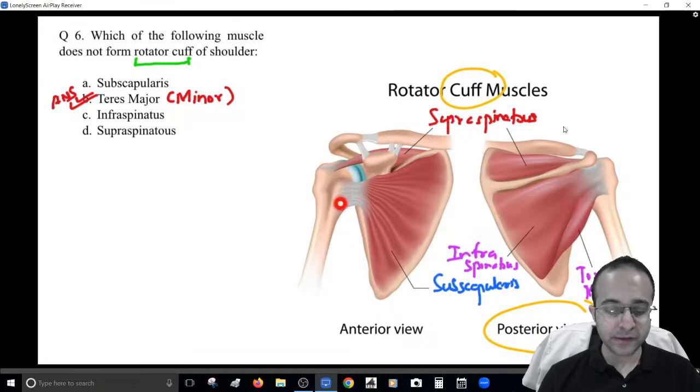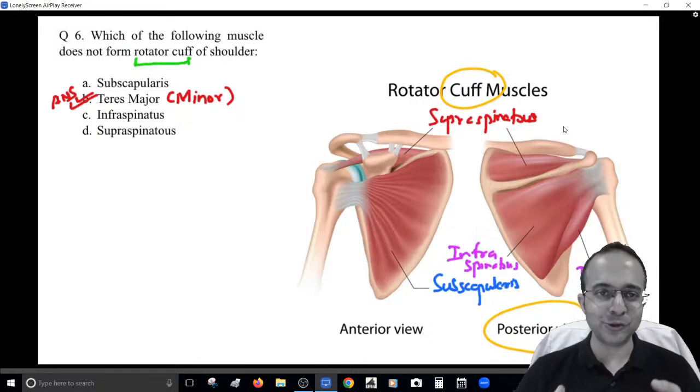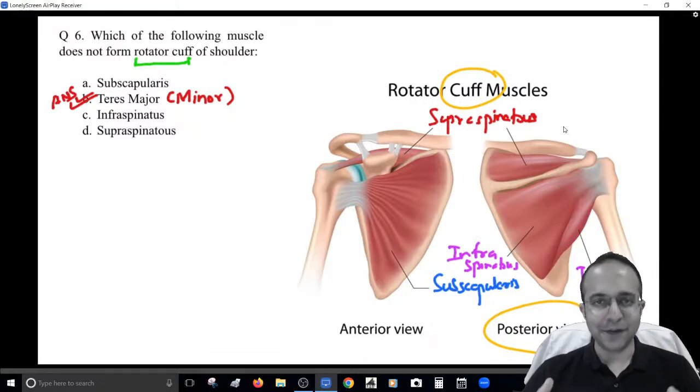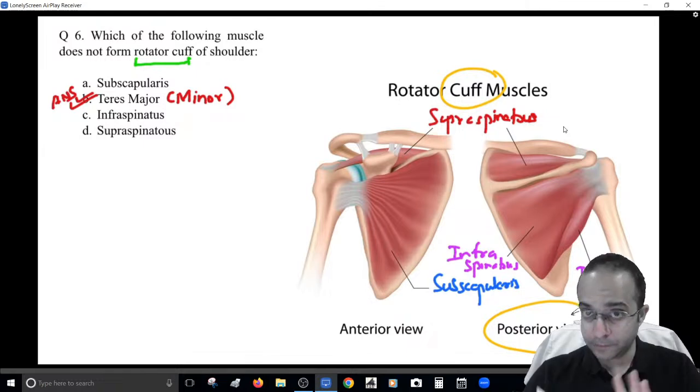There's a muscle in the front, subscap. There's a muscle at the top, supra. There's a muscle at back, infra and teres. So they're surrounding the shoulder from front to back. So that's why that word cuff. And why the word rotator?